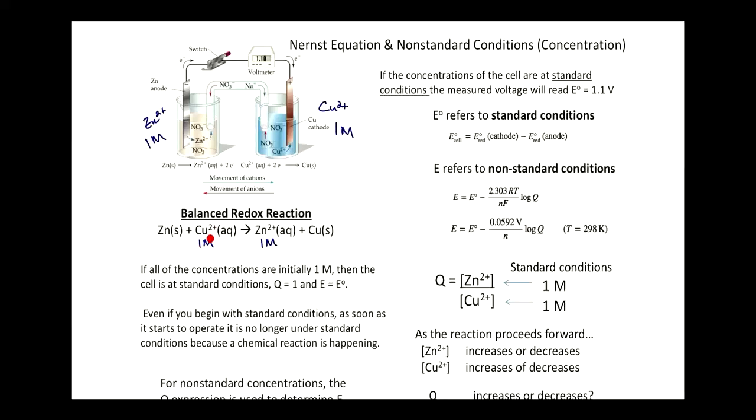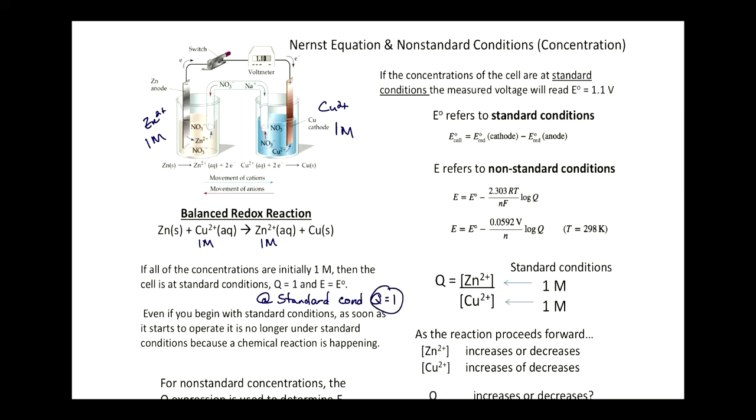So will this copper 2+ stay 1 molarity? It's not going to. So how is that concentration going to change with time as this reaction goes? Yeah, it's going to go down. Versus the zinc 2+ concentration changes how? It goes up. So we see even if we set up this reaction at standard conditions, 1 molarity, 1 molarity, it's not going to stay there. So when we set up this reaction, Q is actually initially 1 when we're at standard conditions. So at standard conditions, Q equals 1.